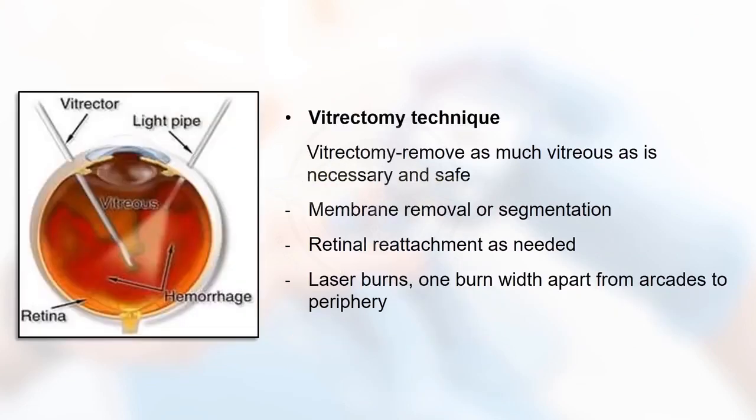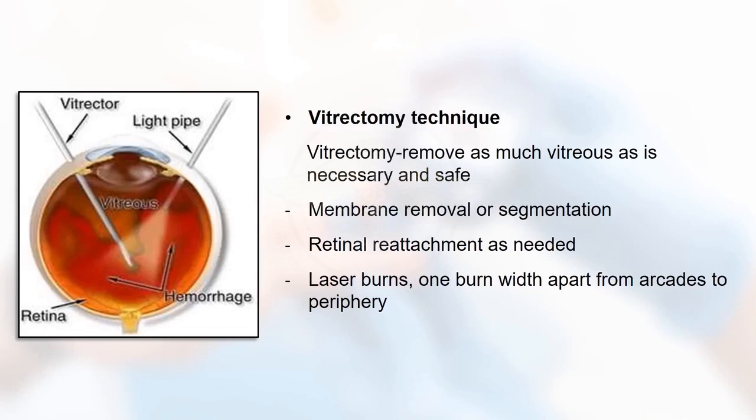Vitrectomy technique: remove as much vitreous as is necessary and safe. Membrane removal or segmentation. Retinal reattachment as needed. Larger burns, one burn width apart, from the arcades to the periphery. So this is being shown here. This is the vitrector, this is the light pipe, and these are the hemorrhages.